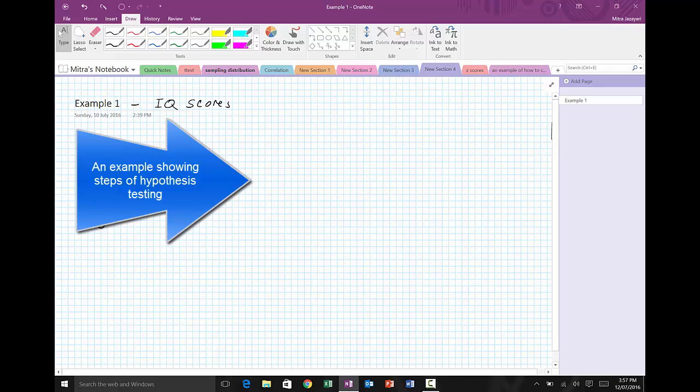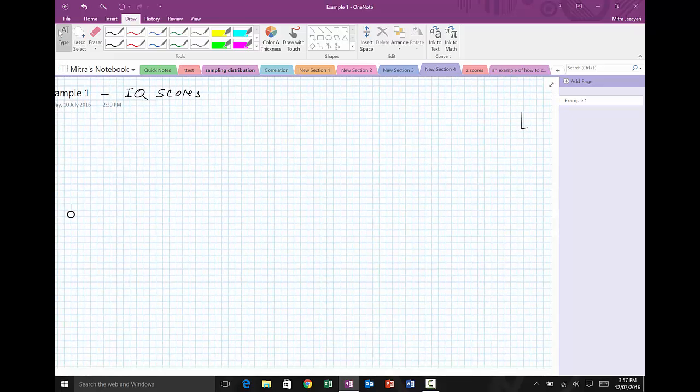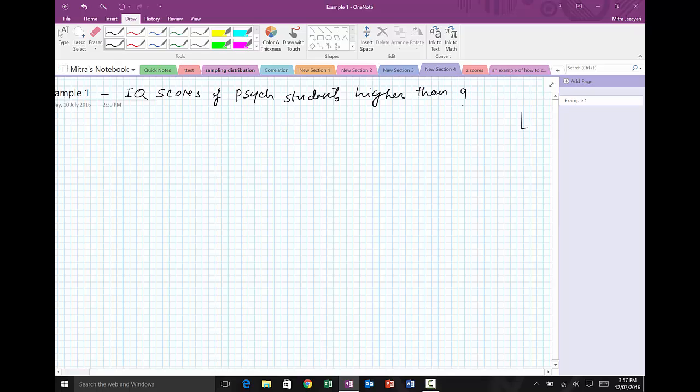Let's go through the steps of hypothesis testing for IQ scores. I claim that the IQ scores of psych students are higher than the general population of students. This is my claim.